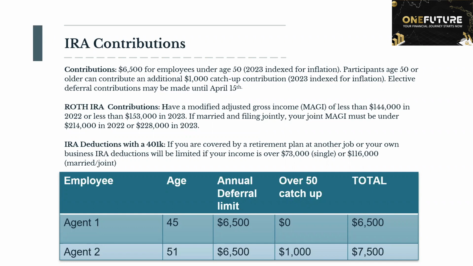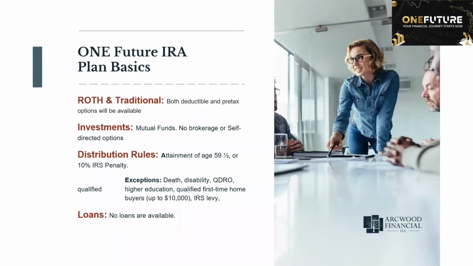Also, with traditional contributions, please look into whether, if you already have a 401k or another IRA, you might be restricted in making another IRA contribution. So again, talk to your accountant or look into those numbers if you already have a 401k established for yourself.